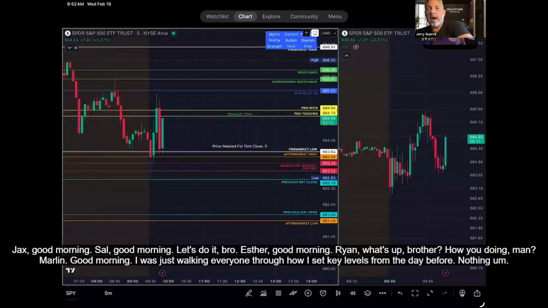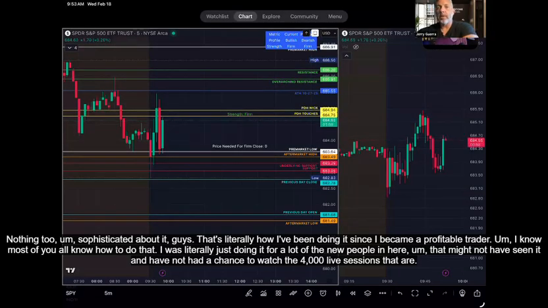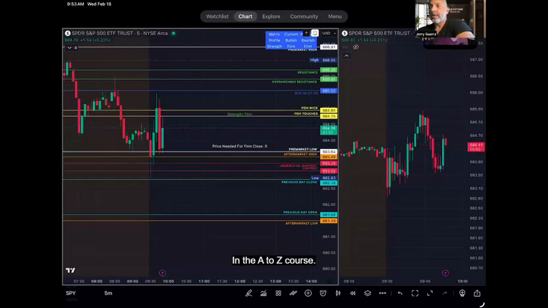I was just walking everyone through how I set key levels from the day before. Nothing too sophisticated about it, guys. That's literally how I've been doing it since I became a profitable trader. I know most of you all know how to do that. I was literally just doing it for a lot of the new people in here that might not have seen it and have not had a chance to watch the 4,000 live sessions that are in the A to Z course.